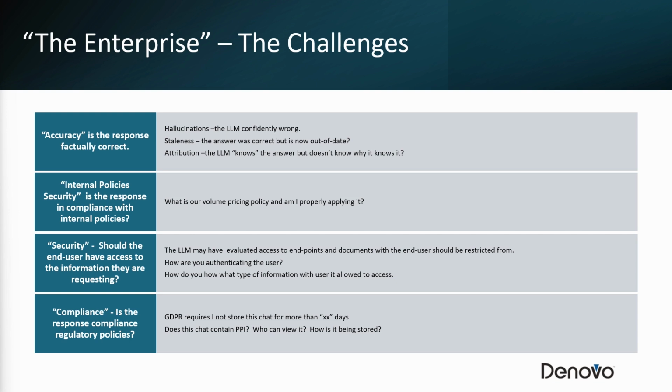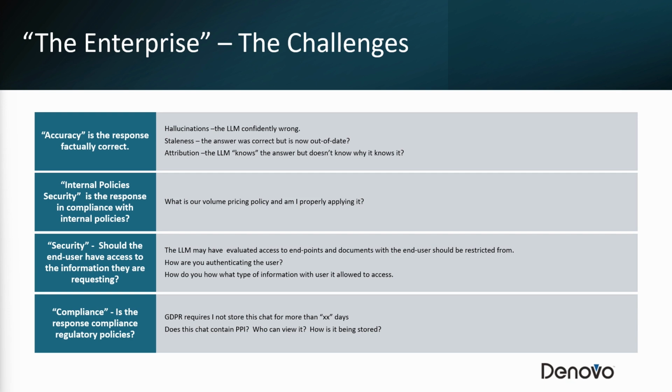And then attribution. Where did this information come from? So sometimes the model will know something, but it has no idea why it knows it. We have no idea why it knows it. And if you don't know what that attribution is, you really don't know, can I actually trust this information or not? Internal policies. So are we complying with the internal policies? And if so, how are we enforcing it?